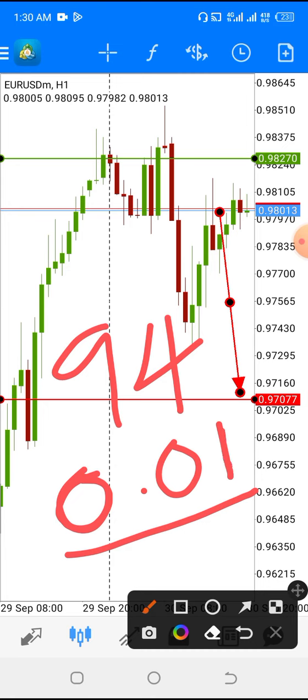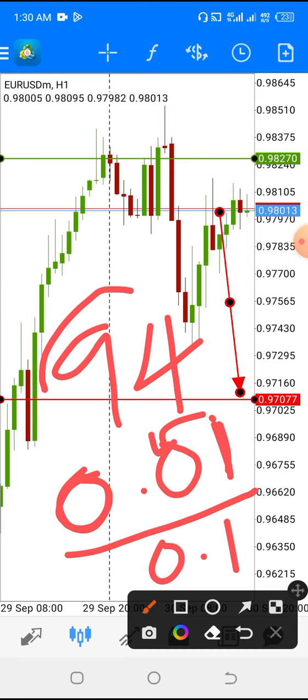You first remove this one and shift it by one decimal place. What will that be? It will be 0.1. So when you have 0.1, to know the amount of dollars you're going to make, you're converting 94 pips to real cash if you're using 0.01 lot size.